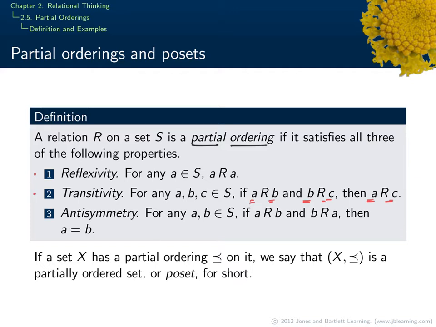Now we break with equivalence relations when we come to this third property, which is called anti-symmetry. So for any A and B in S, if A is related to B and also B is related to A, then the only way that can happen is if A and B were the same thing to begin with. So this is very different from the situation with equivalence relations, where whenever A is related to B, we expect B to be related to A.